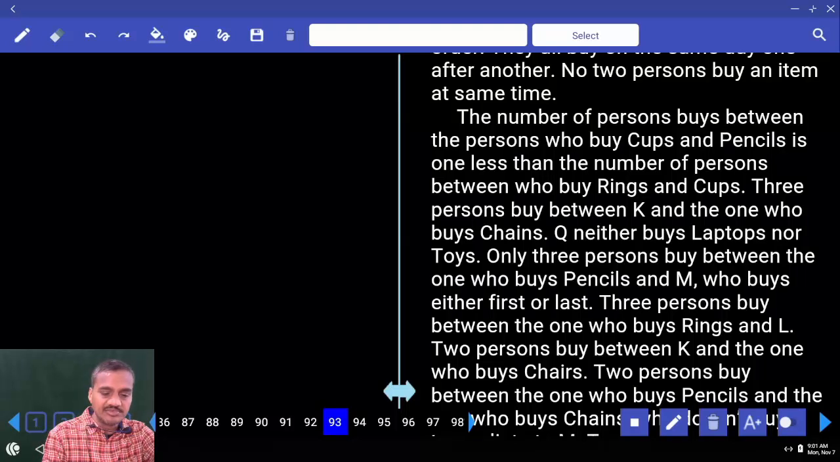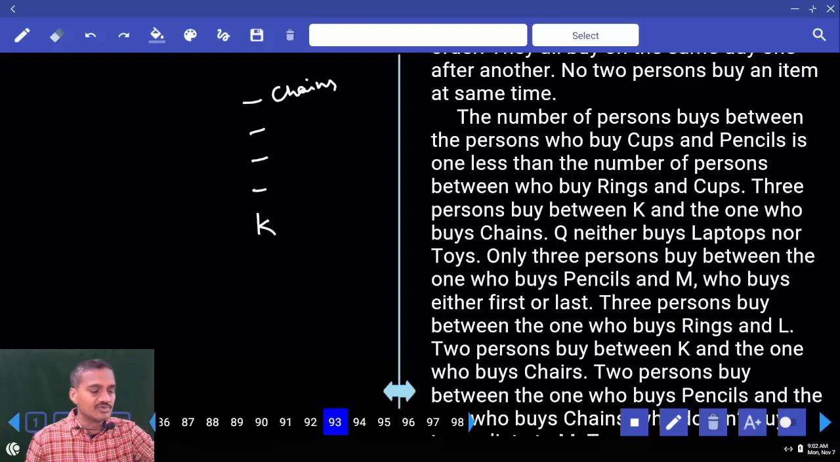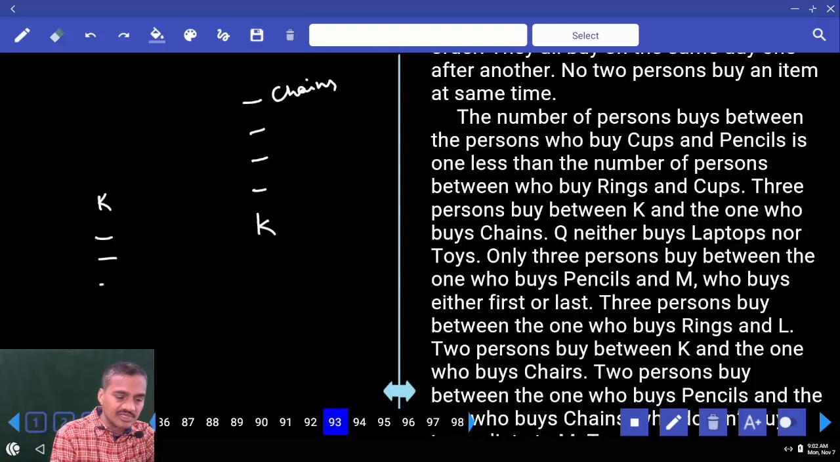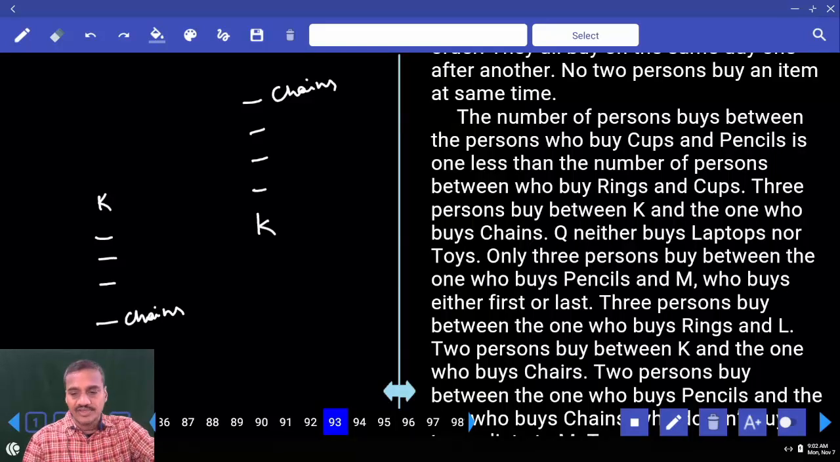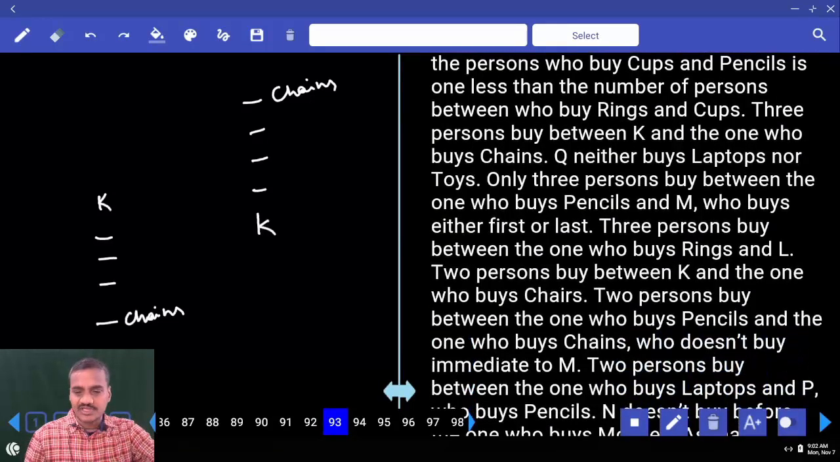As there are 3 people between K and the one who buys chain, if K is at position 1, then the one who buys chain is at this place. Or, what is the other possibility if K is here? With 3 persons between K and the chain, the one who buys chain must be at this place. K and the chain, 3 persons between K and the chain.